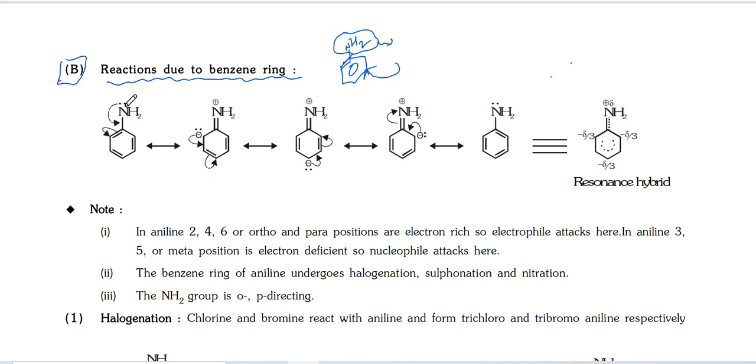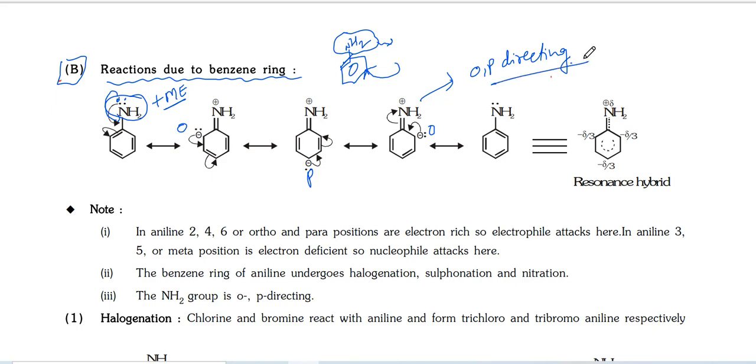Before that, we need to know the resonance structures of aniline. In aniline, nitrogen has one lone pair. This lone pair is donating to the benzene ring. So here the NH2 group is acting as a plus mesomeric group. It is giving electrons to the benzene ring. In the benzene ring, the ortho and para positions are getting more electron density. So NH2 is known as an ortho para directing group.